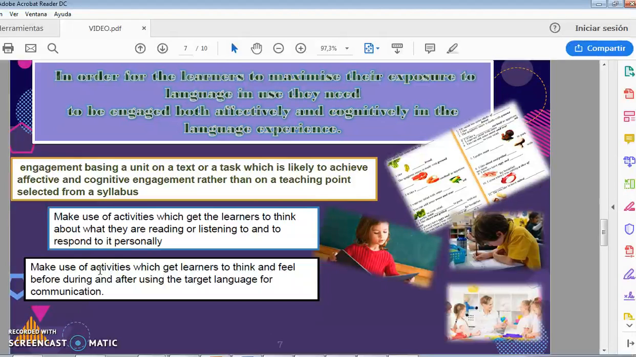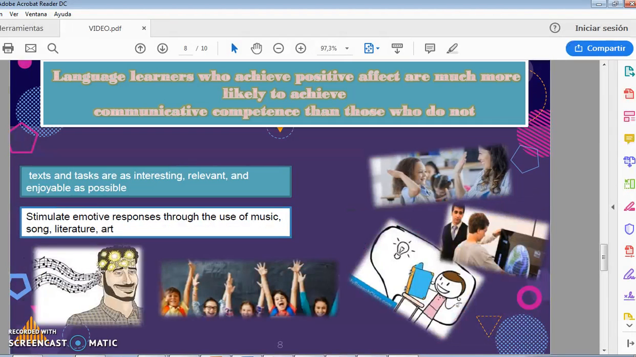Students may have limited general knowledge about a topic. Providing knowledge will build their confidence for dealing with a listening. Language learners who achieve positive effects are much more likely to achieve communicative competence than those who do not.